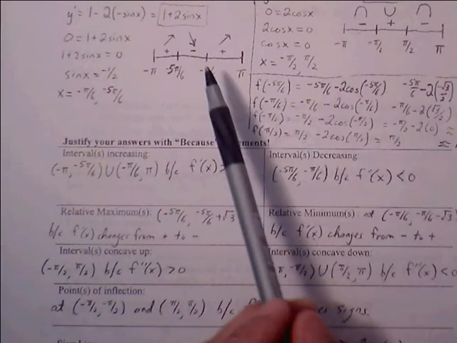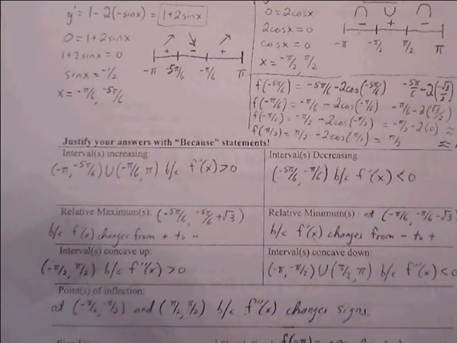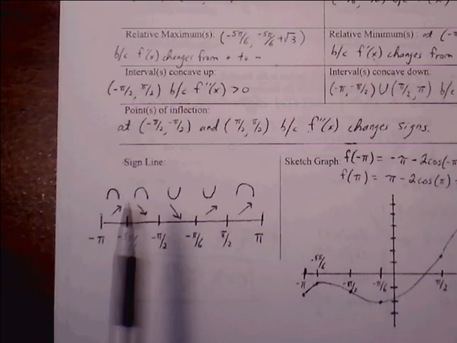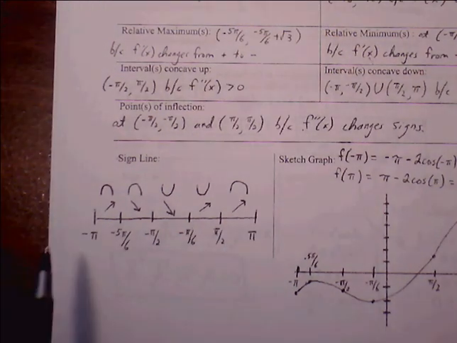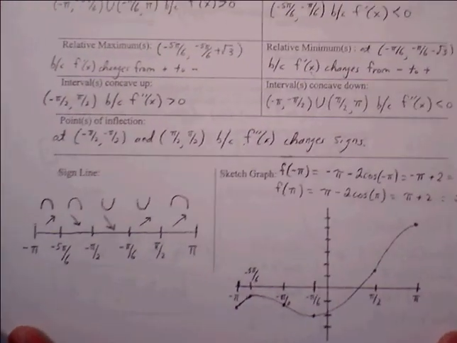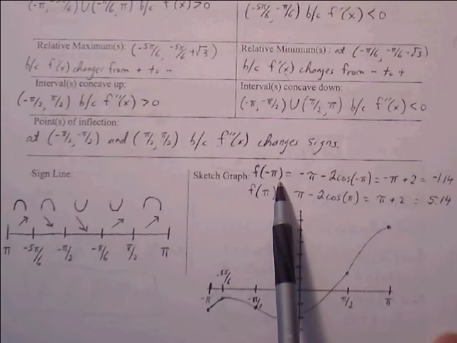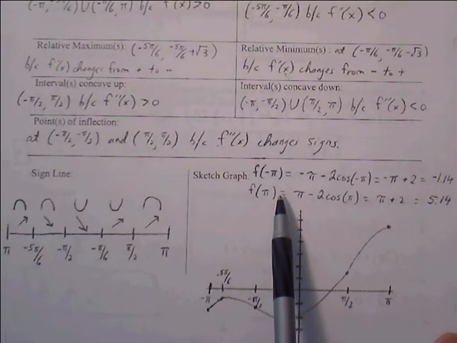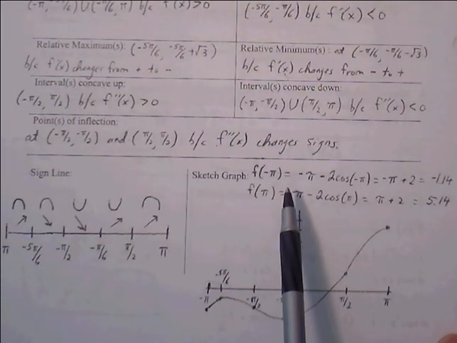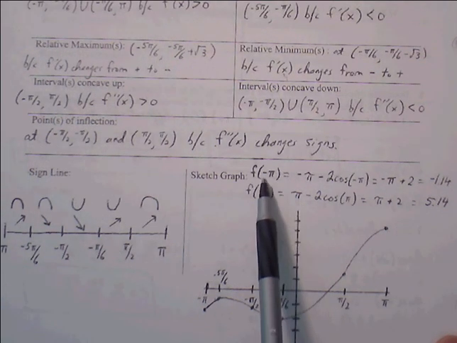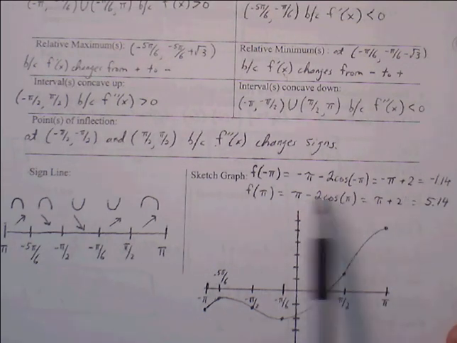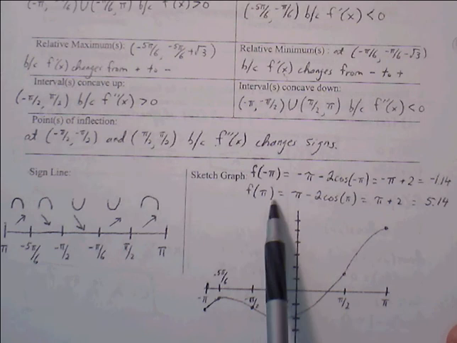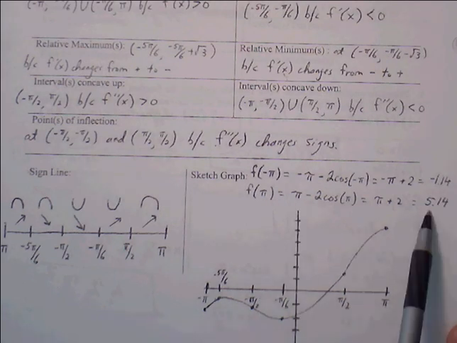Now based off of these two sign lines, we can put them all onto one big sign line and then match the behaviors of slope and concavity. I also went ahead and found the endpoints, so we know where the graph starts and ends. If we plug the endpoint negative pi into the original equation, it comes out roughly about negative 1 and change. And if I plug pi into the original function, I'll get 5 and change.